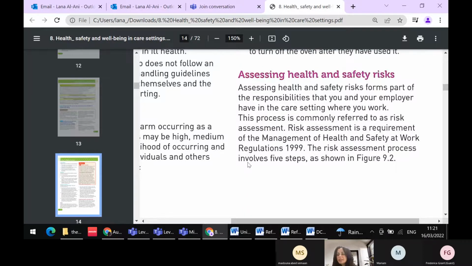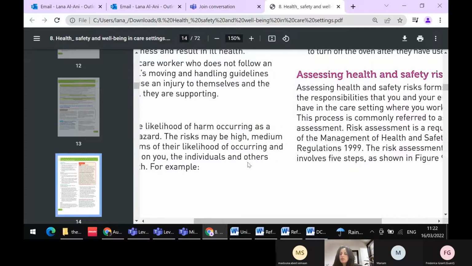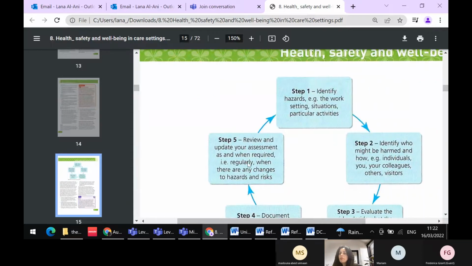So how do we assess health and safety risk? Assessing health and safety risk forms part of our responsibility. Anyone who works in care is responsible to assess health and safety risk at work. So risk assessment is a requirement of the Management of Health and Safety at Work Regulations 1992. There are 5 steps to follow to do this.